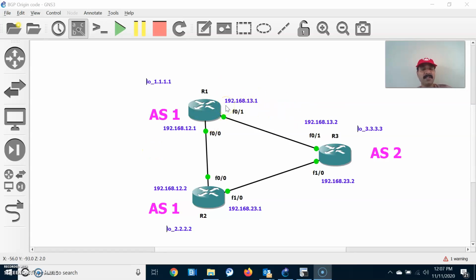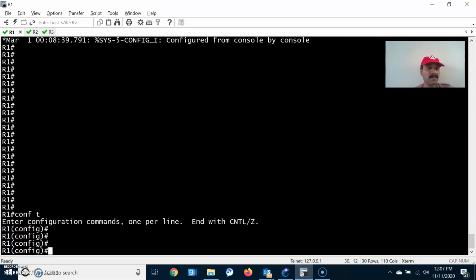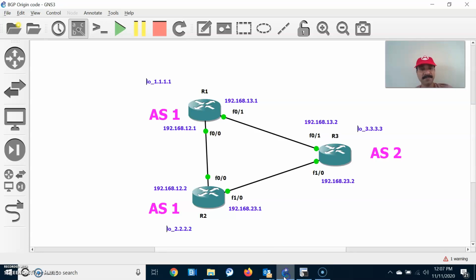Before understanding further, we can first configure the neighbor relationship and advertise the prefix, then check the changes in the BGP table. So now let us go to the individual routers and configure the BGP neighbor relationship quickly. R1 has two neighbors, one IBGP and one EBGP neighbor.